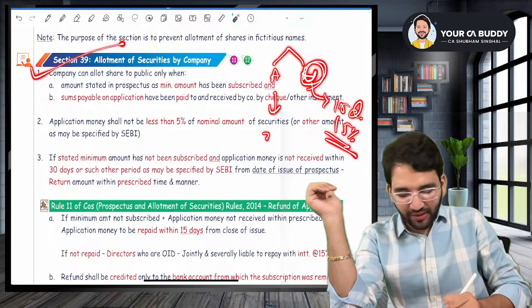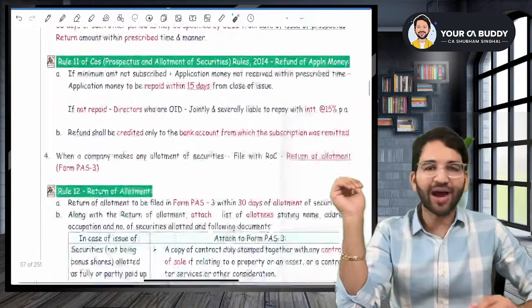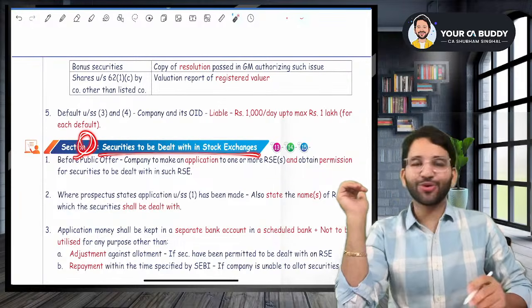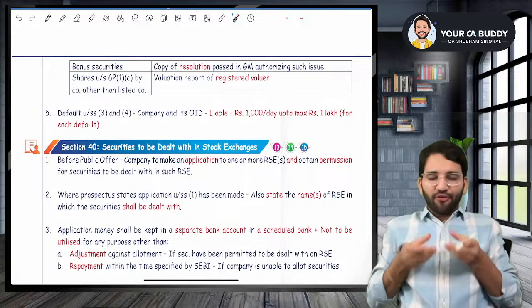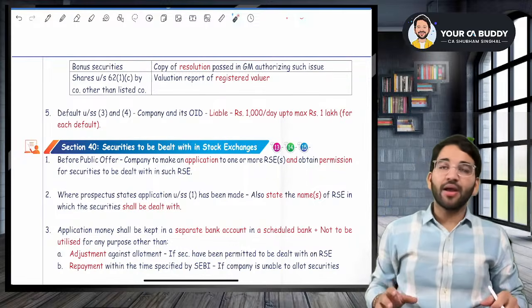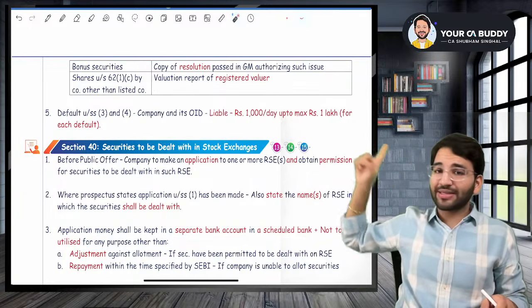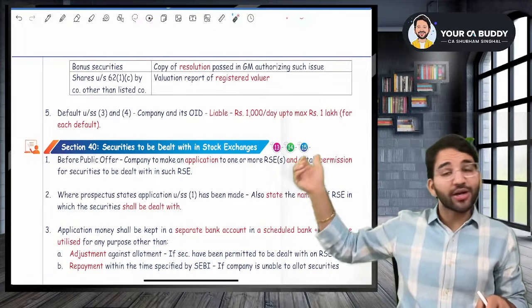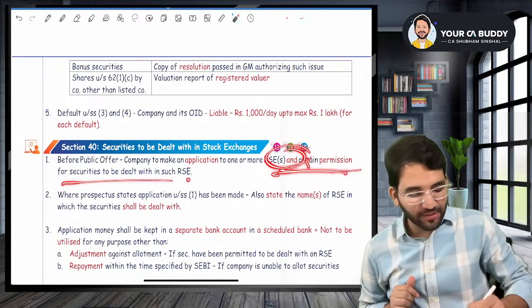If you go for allotment within 30 days, you will have to file PAS3, which is the return of allotment, to the ROC. Coming to the next section, Section 40, which says securities to be dealt with in the stock exchange. Law says that before you issue your prospectus, you will have to make an application to one or more recognized stock exchanges and obtain their permission.